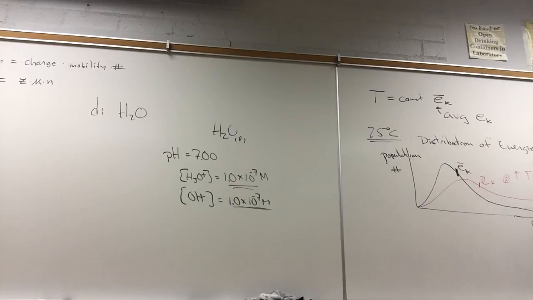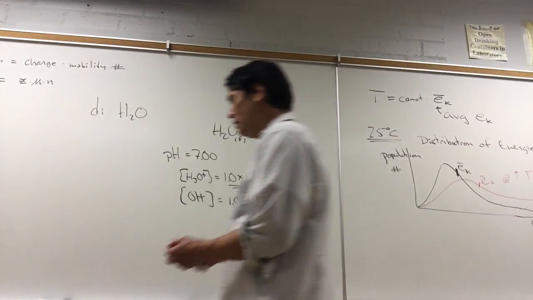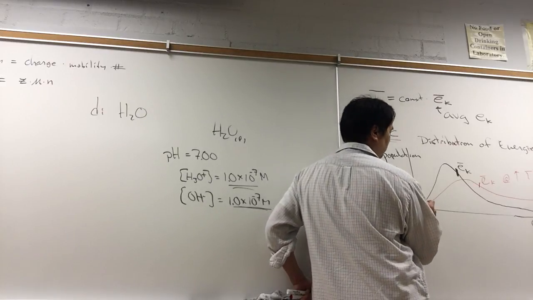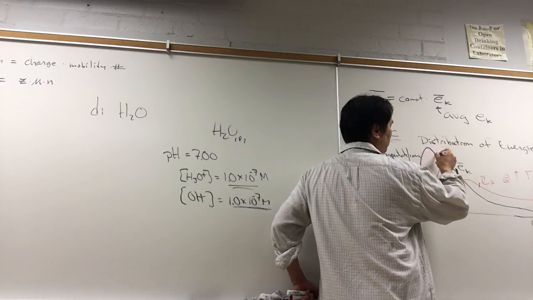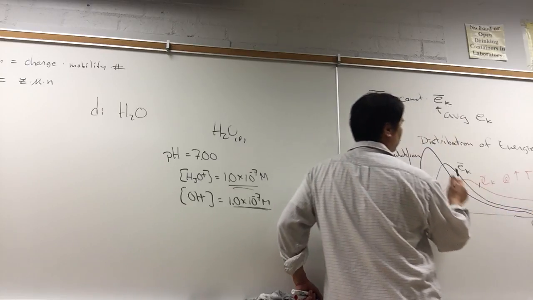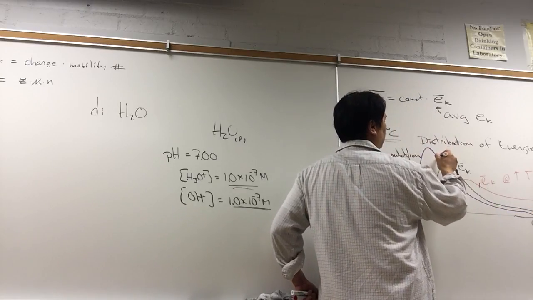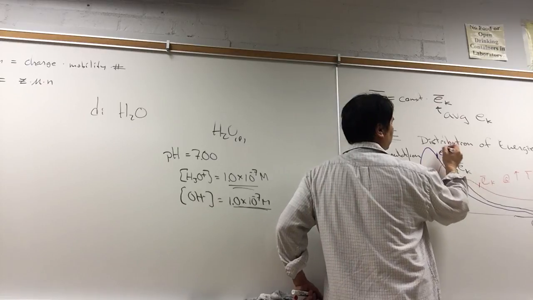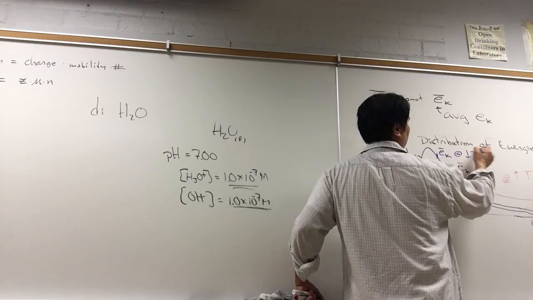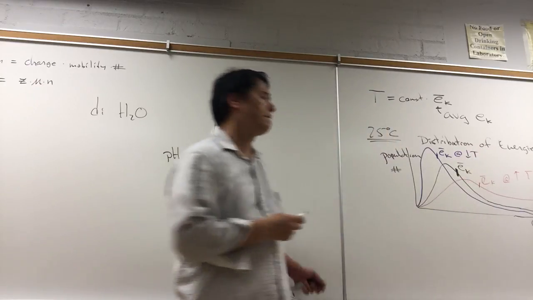What happens if I lower the temperature? If I lower the temperature, then the average kinetic energy goes down, and so the population will thin out over here and increase down here, so we get something like this. This is at lower temperatures. Okay.